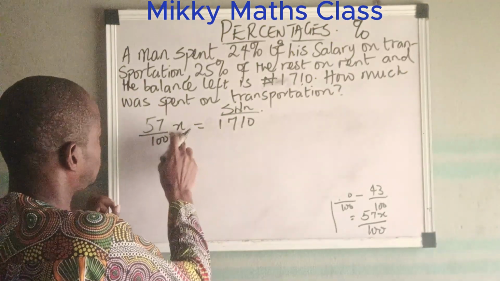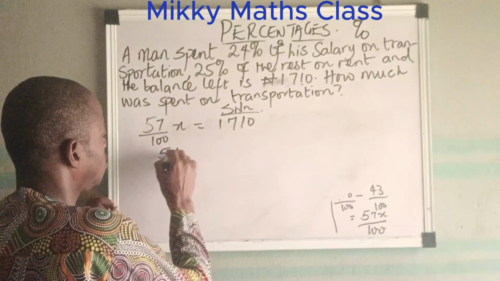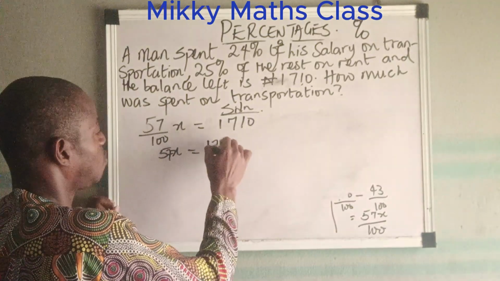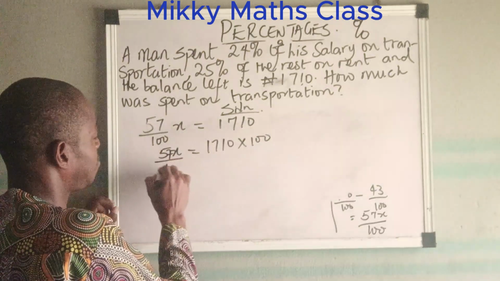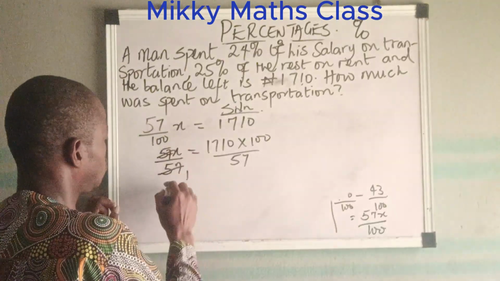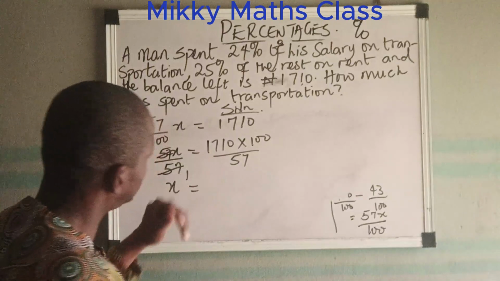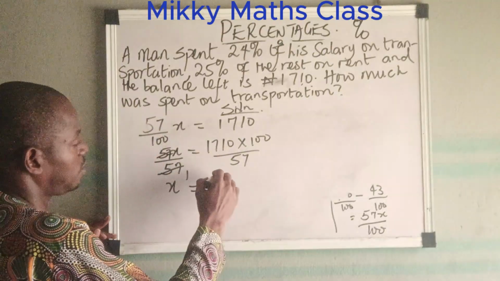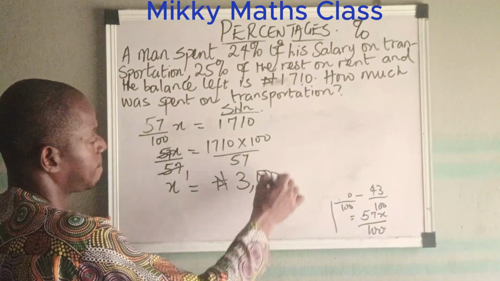So let's find x here. 57x will be equal to 1710 times 100. Now divide both sides by 57. This and this will cancel. So the salary the man is receiving will be 3,000 naira. When you simplify this, it is 3,000 naira.